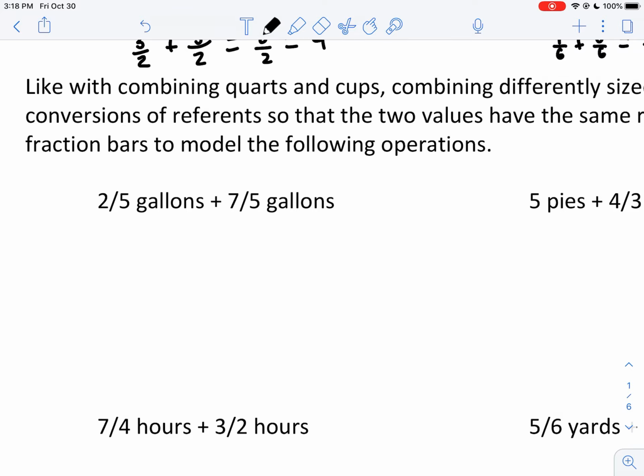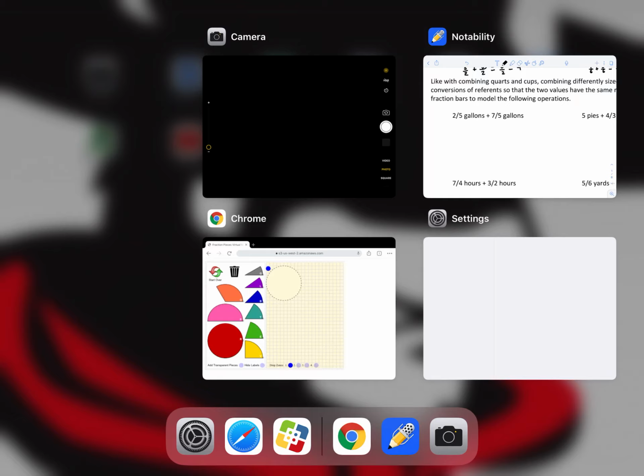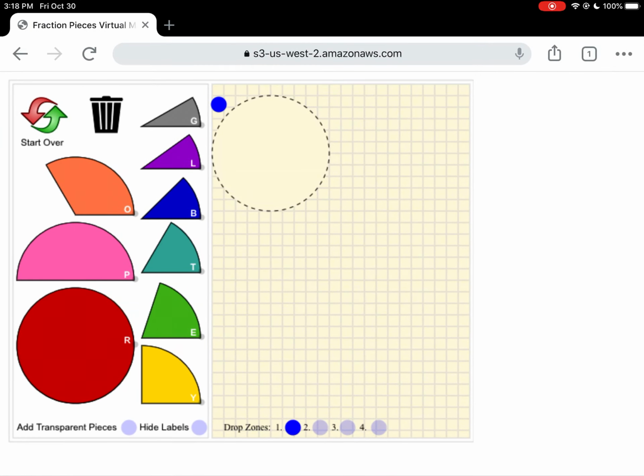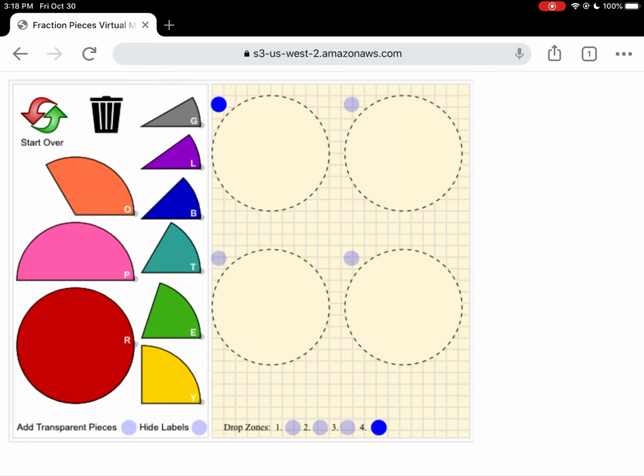And I'm going to use the virtual manipulative here. We had 7/5 gallons. Okay, so I'm gonna put several drop zones in here. Here we go. Let's see, which one of these was a fifth? Let me just start throwing these in here and see if this is gonna be a fifth. No, it looks like this is gonna be a sixth, right? Because six of the turquoises go into there, so let's start over.